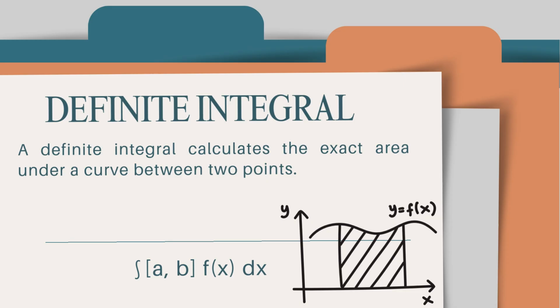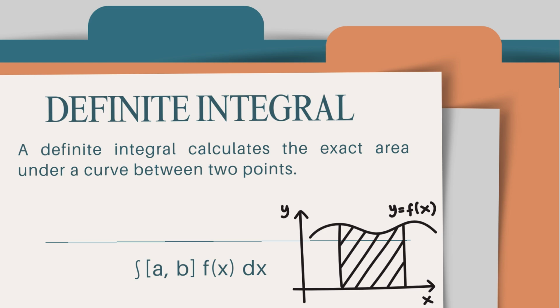Next, we have the definite integral. A definite integral calculates the exact area under a curve between two points. So we have the integral from a to b of f of x dx for definite integral.